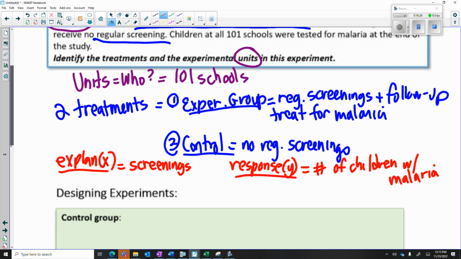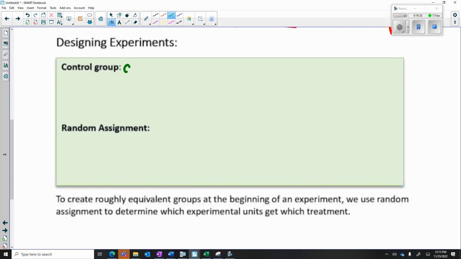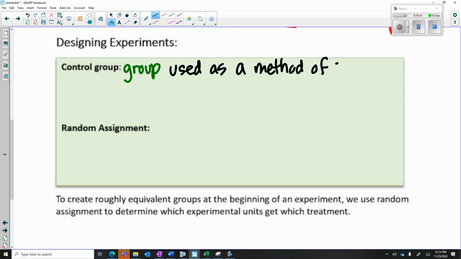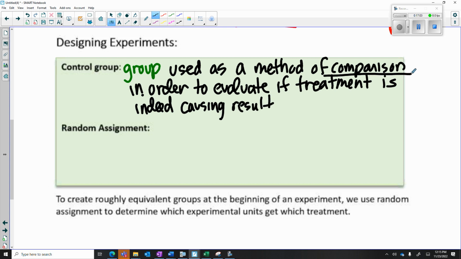All right, so the last little piece, I actually just used these vocabulary words up above, is control group. So the control group is the group used as a method of comparison in order to evaluate if the treatment is indeed successful or causing the result. You need a method of comparison.